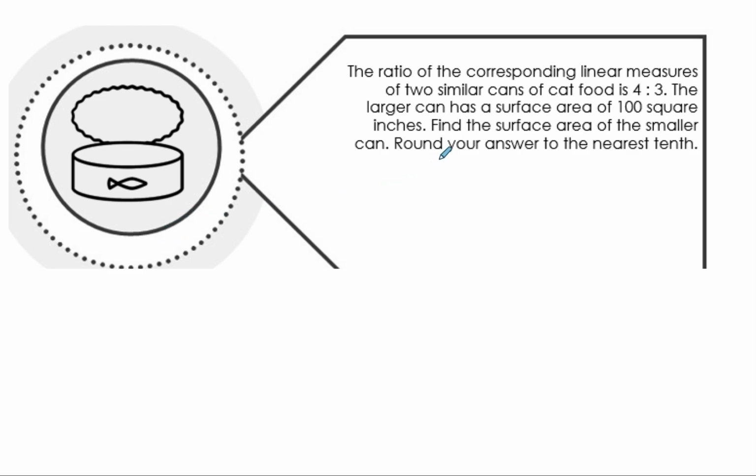Okay, let's check our answers. So our ratio for our sides is 4:3. This is surface area, so I'm going to square my numbers. They tell me that the larger can has a surface area of 100. 4 is the bigger number, so 100 goes on the top. All right, now we're ready to solve. 4 squared is 16. 3 squared is 9. So I have 16 over 9 equals 100 over x.